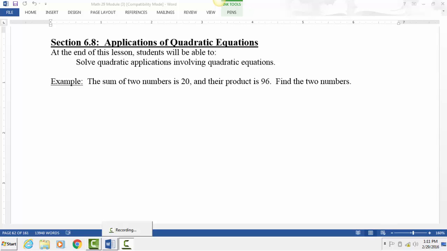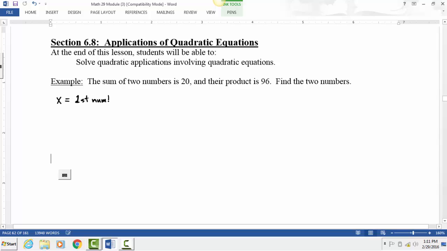It says the sum of two numbers is 20 and their product is 96. Find the two numbers. So what are we looking for to solve? We're trying to find the two numbers. So let's go ahead and use some variables to find those. Let's say x is the first number, and then our other variable y, let's call that the second number. Although, again, as usual, you could pick any variables you like.